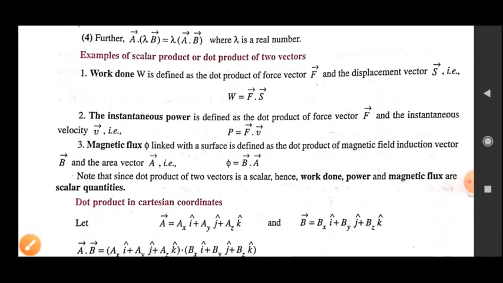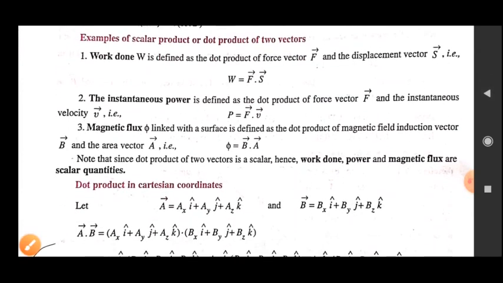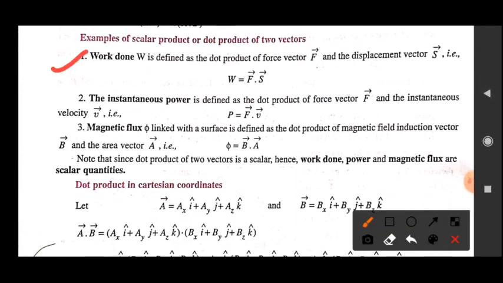Let's see now some examples of the scalar product or dot product of two vectors. The first example is work done. Work done is defined as the dot product of the force vector and the displacement vector. So if the force vector is F and the displacement vector is S, then work is defined as the dot product of force and displacement. Similarly, instantaneous power we define by taking the dot product of force and instantaneous velocity.